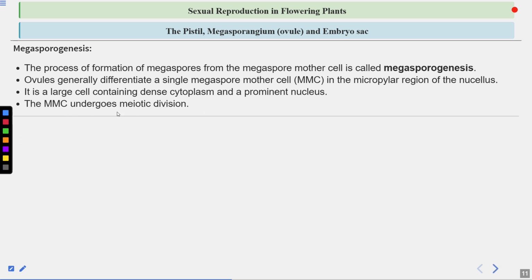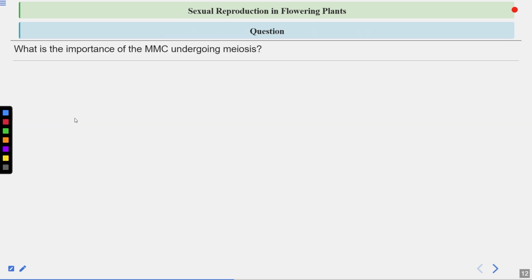The MMC undergoes meiotic division. Now this megaspore mother cell undergoes reduction division, or the meiotic division. Now there is a question: what is the importance of the megaspore mother cell undergoing meiosis?